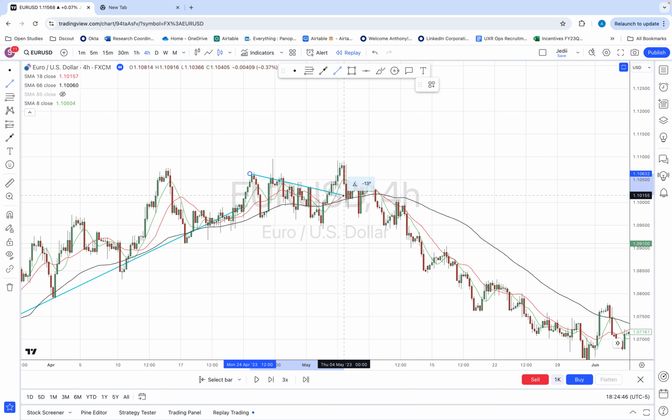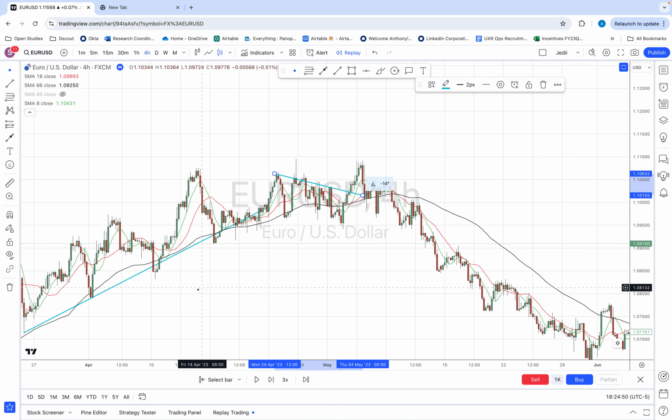Counter trend line right here. Remember, counter trend lines are going against the overall market. So right now we're in an overall uptrend. You draw a counter trend line, it's going against the overall market. So like a counter trend line right there. They're pretty easy to spot.